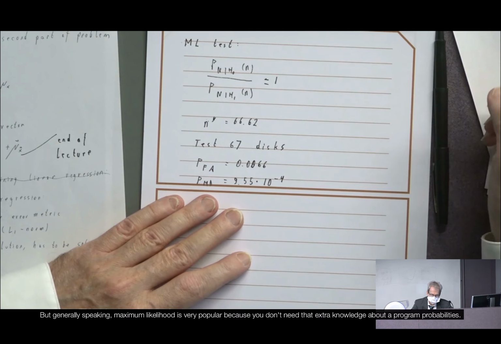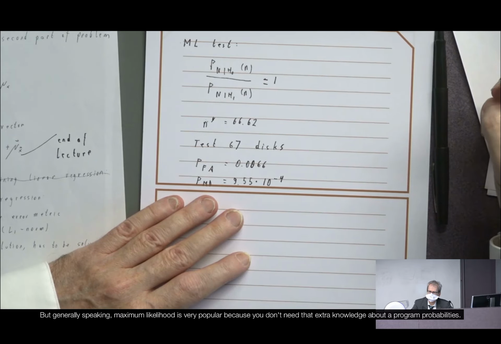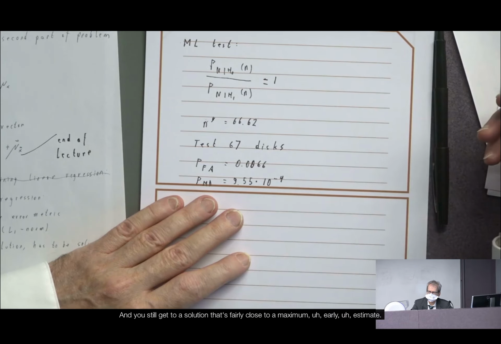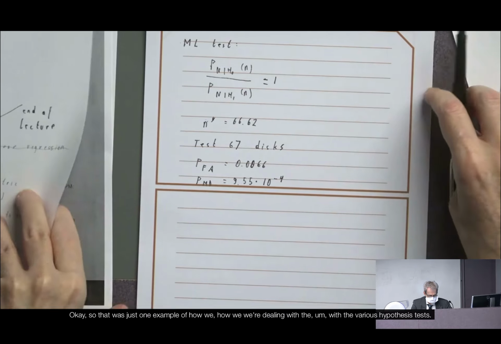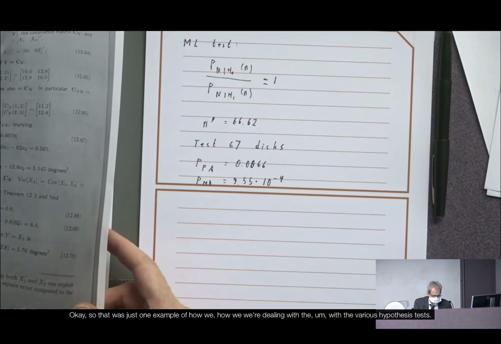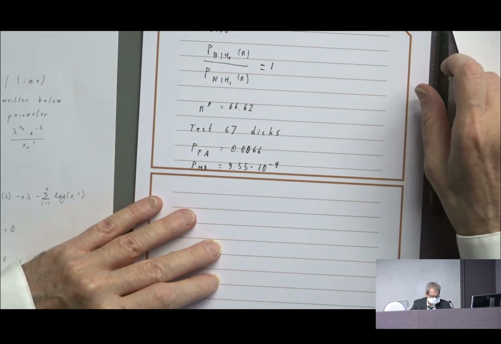But it really depends very much on the example. Generally speaking, maximum likelihood is very popular because you don't need that extra knowledge about a priori probabilities, and you still get to a solution that's fairly close to a maximum a posteriori estimator. Okay, so that was just one example of how we're dealing with the various hypothesis tests.